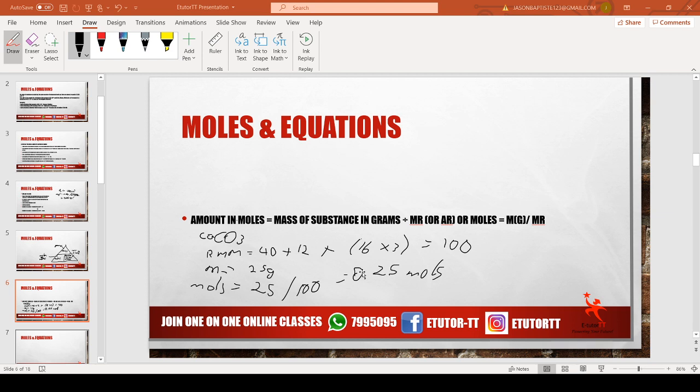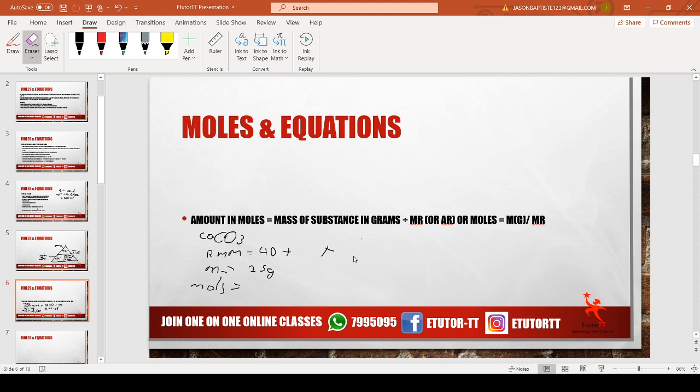So let's do our next example. Let's do a big one. Let's do the crystallization of copper sulfate. So you're going to do copper sulfate crystallization. So we have CuSO4 with 5 water molecules attached to it. So this is the water of crystallization. So the RMM for this one is a little more tricky. So let's work it out, shall we?